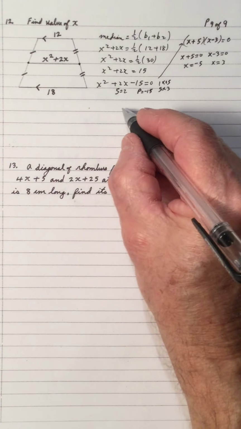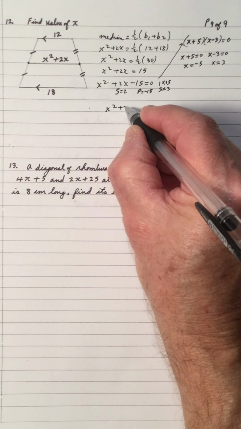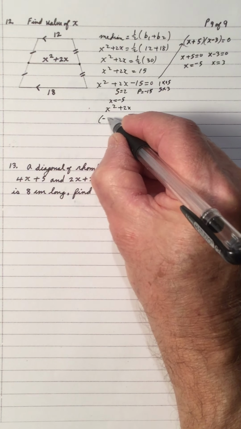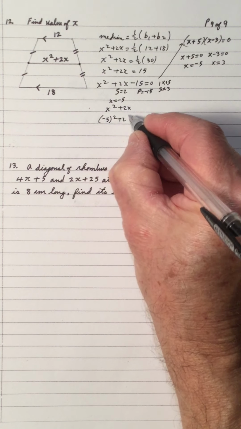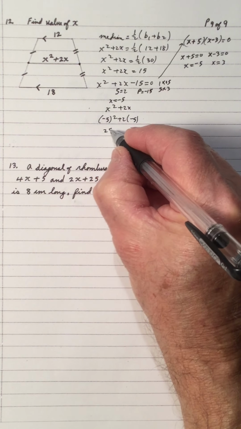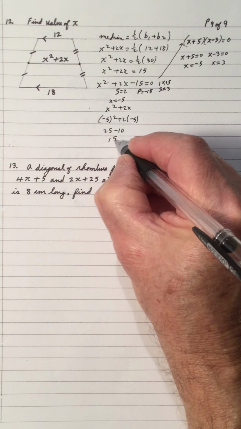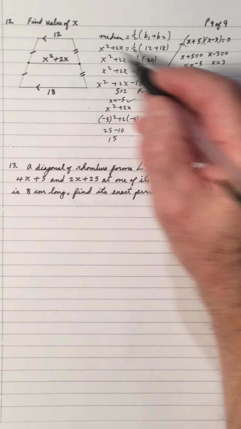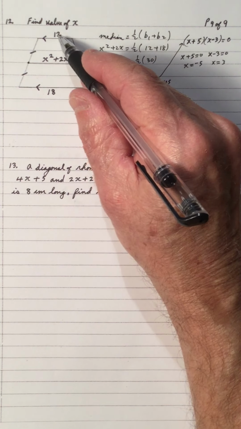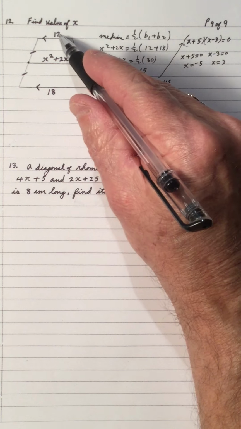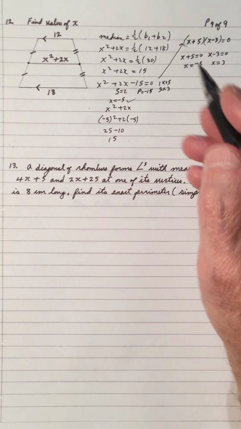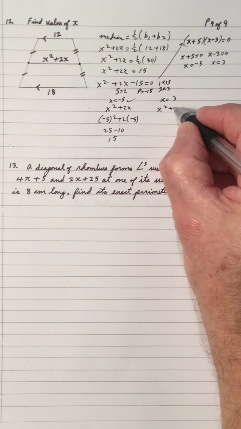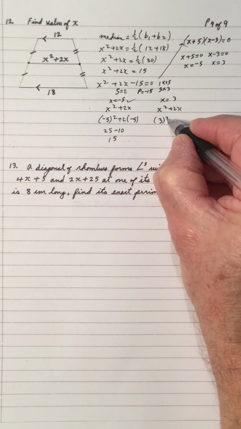So let's check the answers. x squared plus 2x, we're checking with x is negative 5. Negative 5 squared plus 2 times negative 5: 25 minus 10, 15. Okay, it's all right, because half of 12 and 18, which is 30, is 15. So let's check with x is 3. So x squared plus 2x, x is 3.